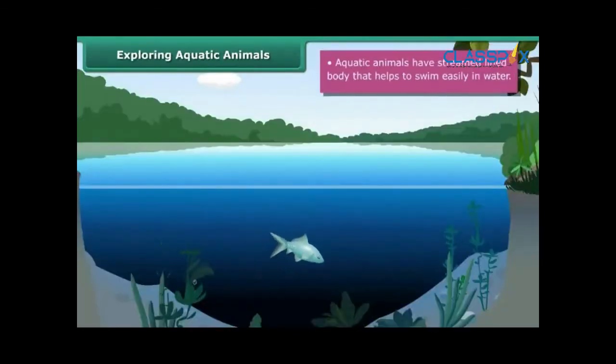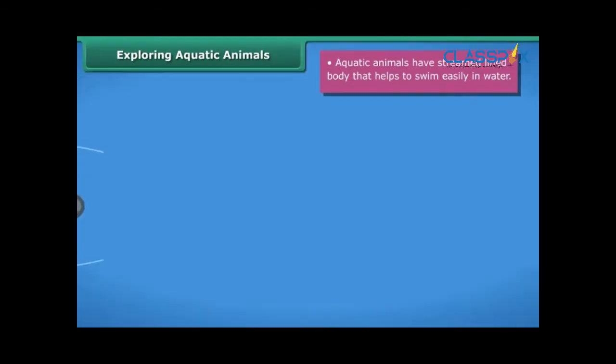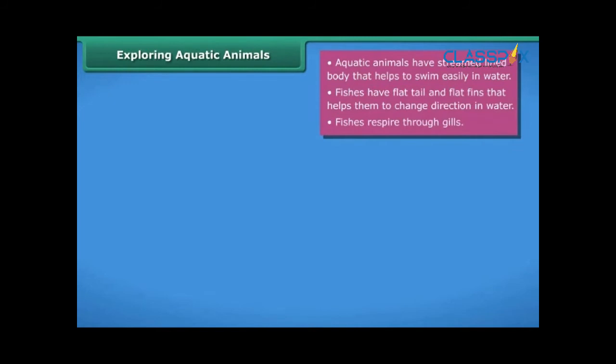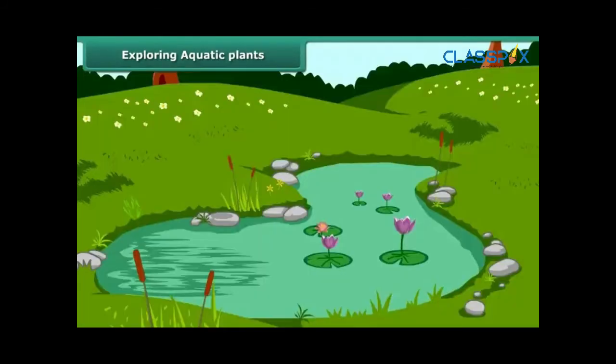Aquatic animals have special features and adaptations that help them to survive and live in aquatic habitats. Aquatic animals like fishes have a streamlined body that helps to swim easily in water. Fishes have a flat tail and flat fins that help them to change direction in water. Fishes respire through gills.